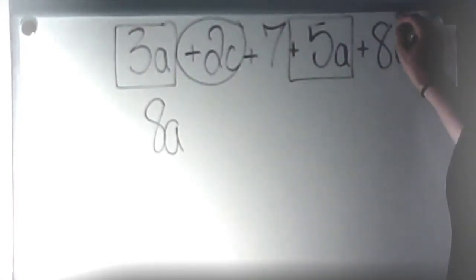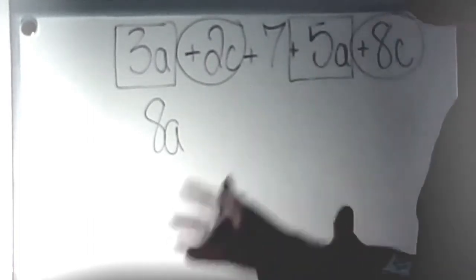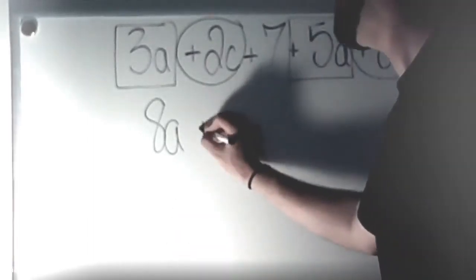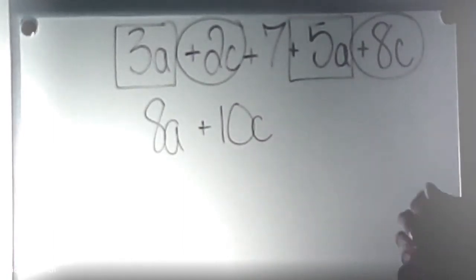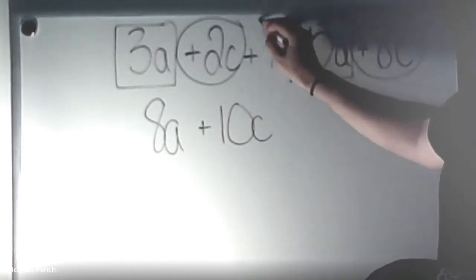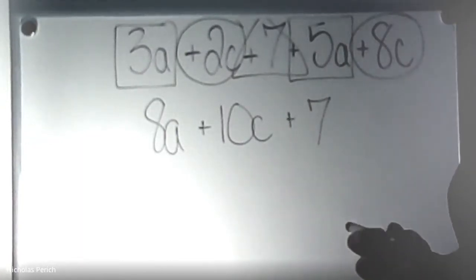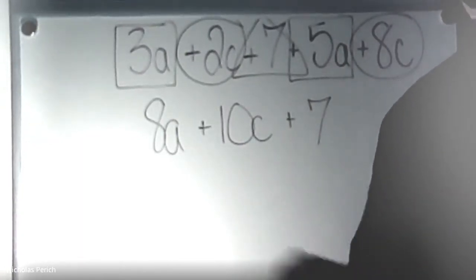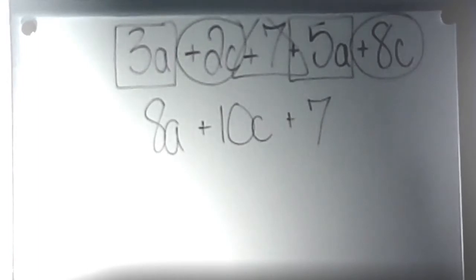I have 2 cats and 8 more cats that I'm going to combine to it. So 2 cats plus 8 cats are 10 cats. Ooh, it's a cat party. And then I just have $7 laying around, plus 7. Ooh, $7, gangster. That's it. I get 8A plus 10C plus 7. 8 apples, 10 cats, $7.